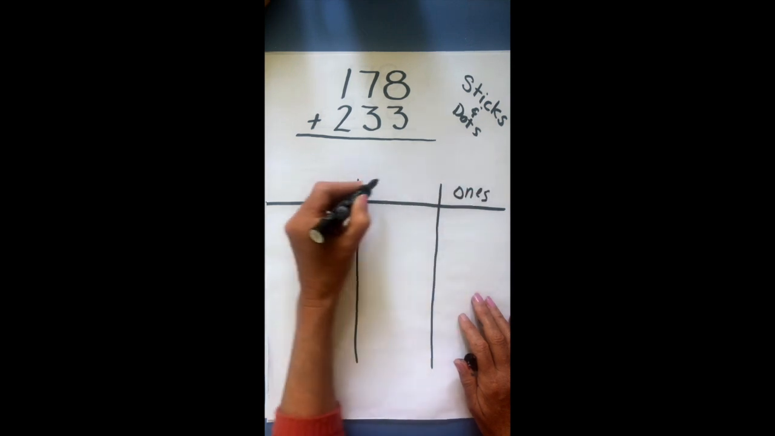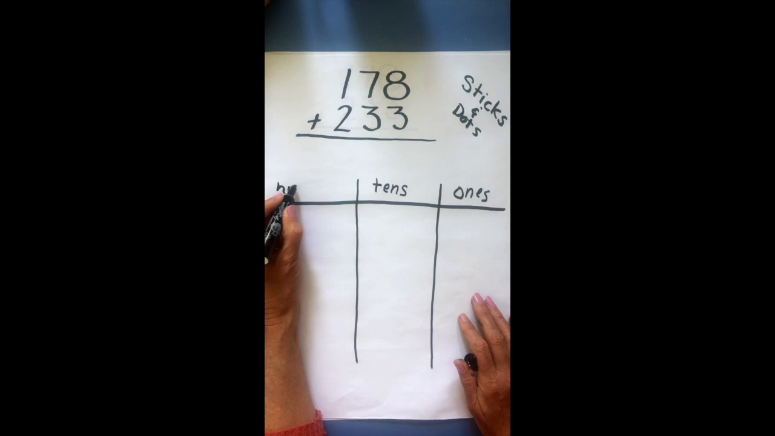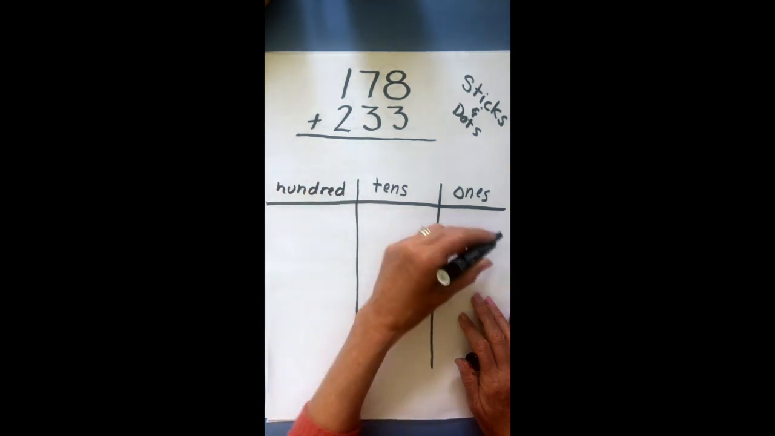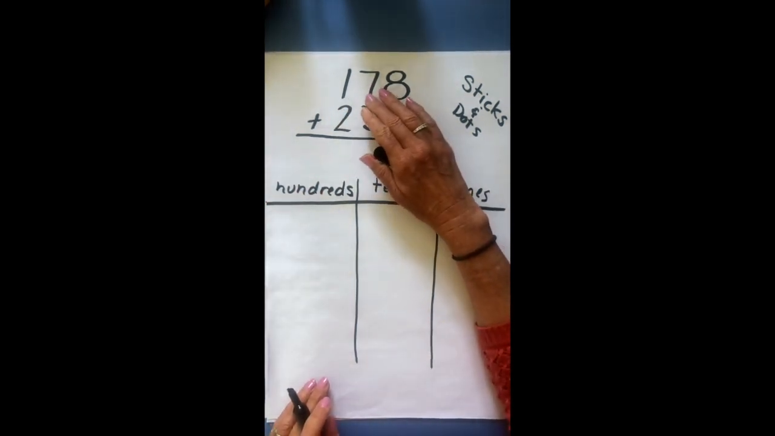Ones, tens, hundreds. And it also makes it easier when you get older because you'll understand what the place value chart means and you'll be able to do other cool things with it. All right, so my first number is 178.